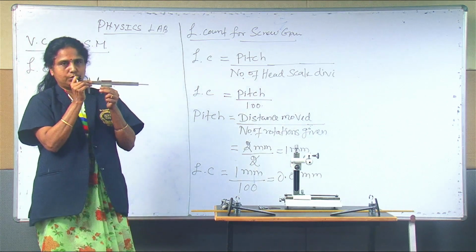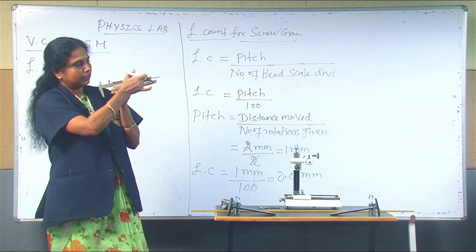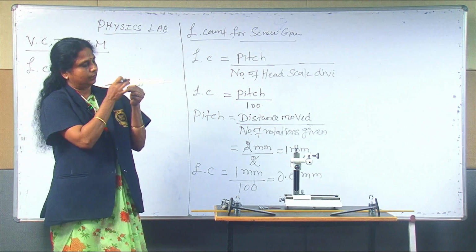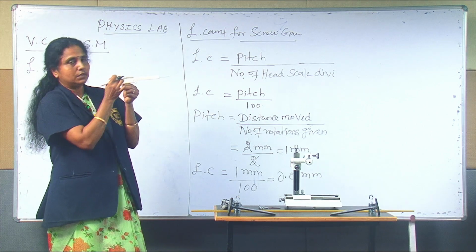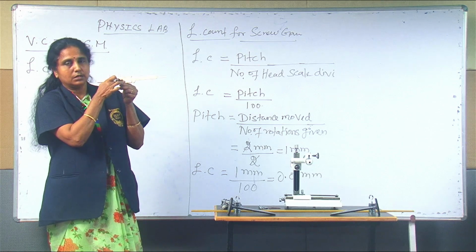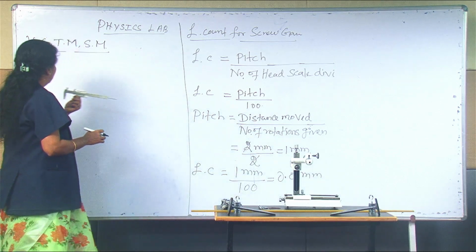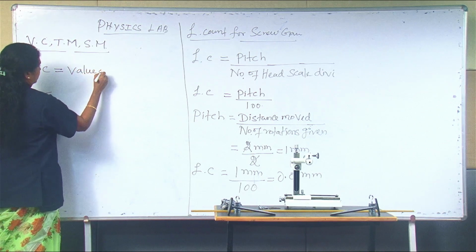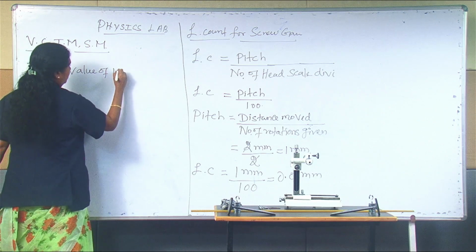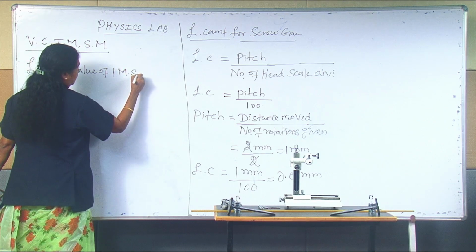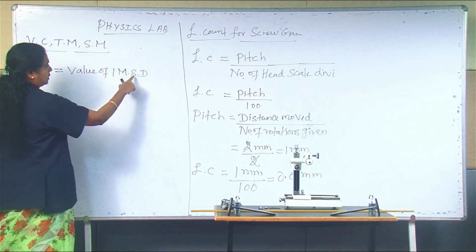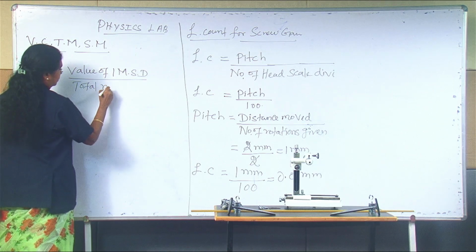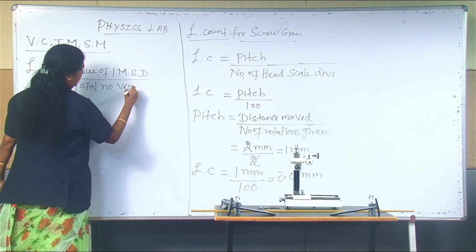and here there are 2 scales. The lengthier one is the main scale and the small one is the vernier scale. So this is the main scale, and this part is the vernier scale. So least count is equal to the value of one main scale division by the total number of vernier scale divisions.